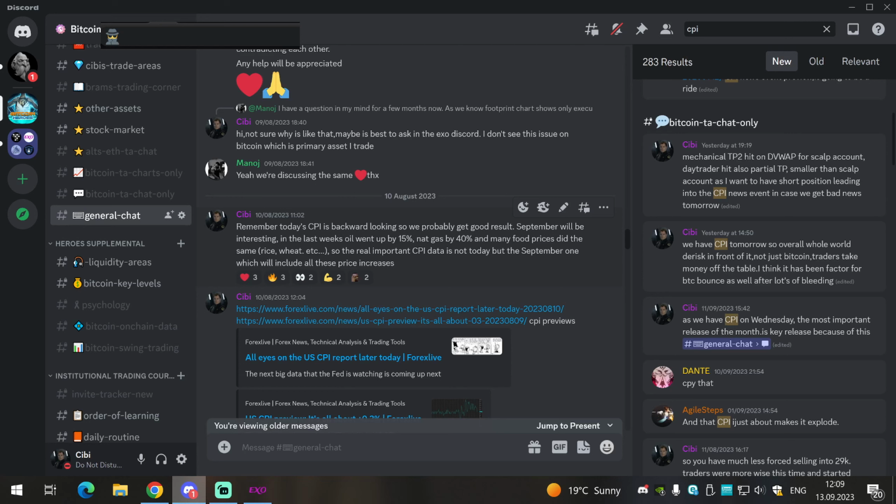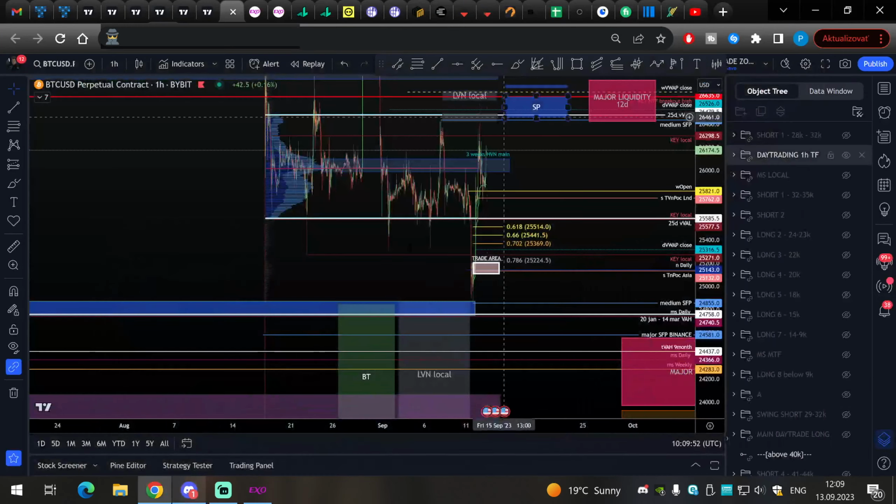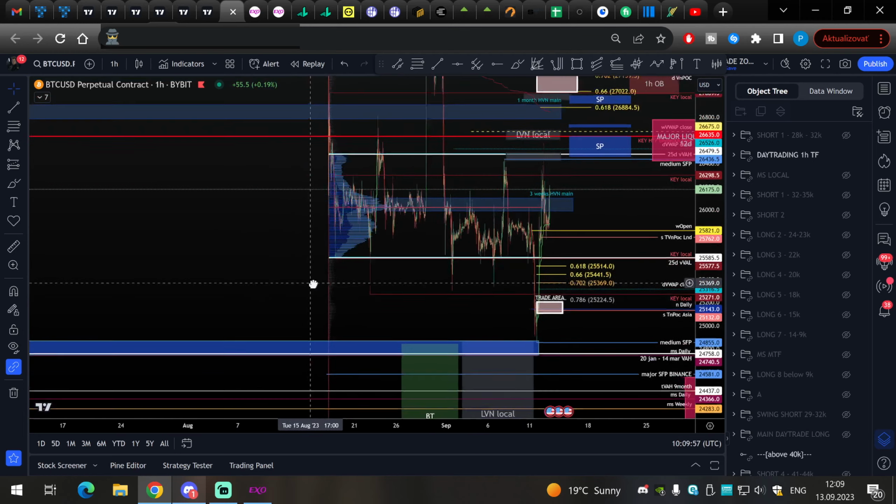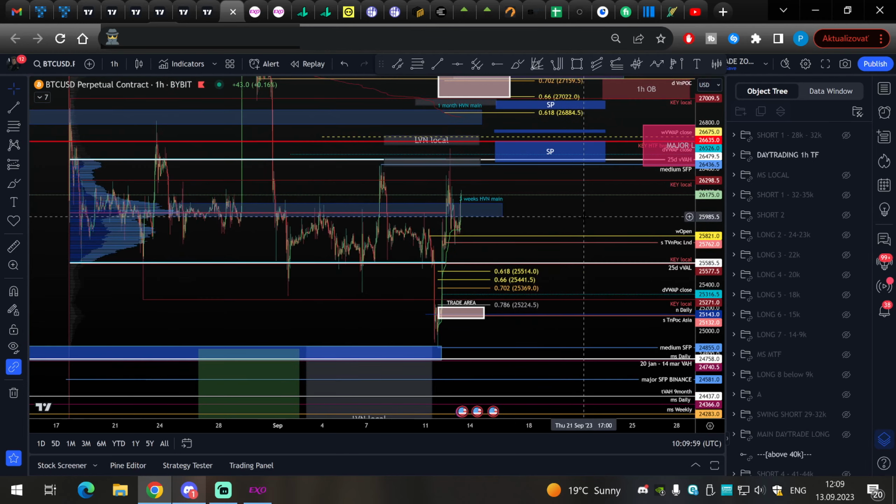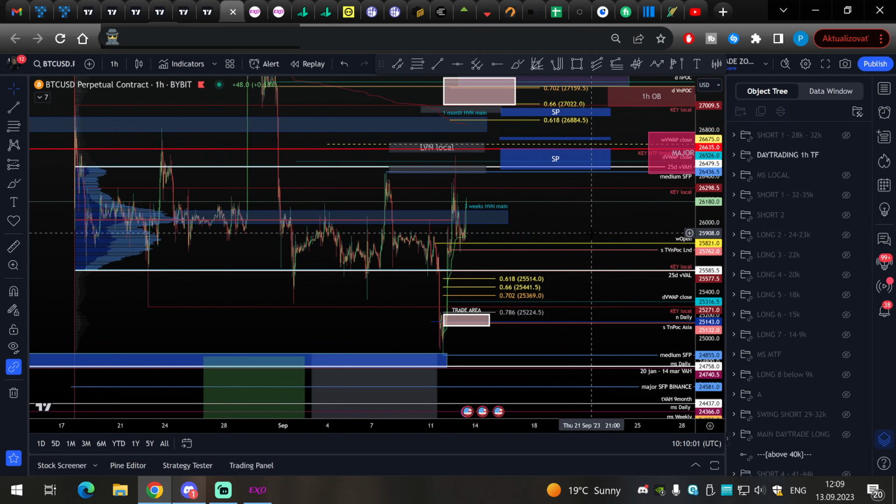In the last week, oil went up 15%, natural gas 40%, and many food prices did the same. So the really important CPI data is not today, but the September one, which will include all these price increases. Yes, today is the most important CPI day. If we get a very large increase in the CPI, it's going to be very likely.